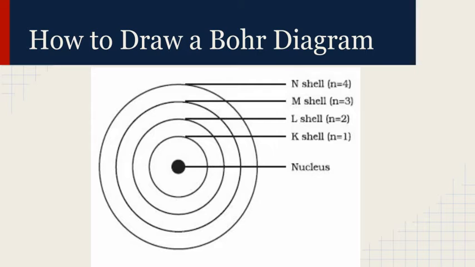The Bohr diagram here has the nucleus in the center, and then each of the rings are numbered. This is ring n equals 1, n equals 2, n equals 3, and n equals 4. In some sources, they also give these rings the letters K, L, M, and N. Theoretically, in a Bohr diagram, we could go all the way up to 7 shells outside of the nucleus.